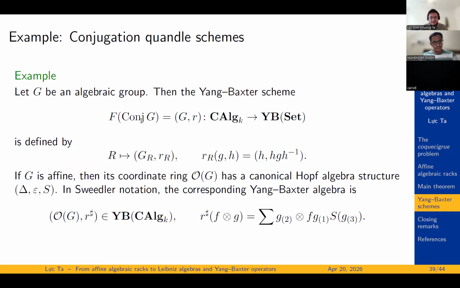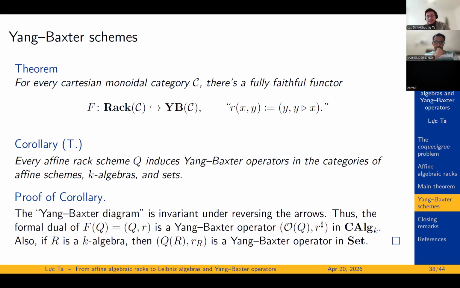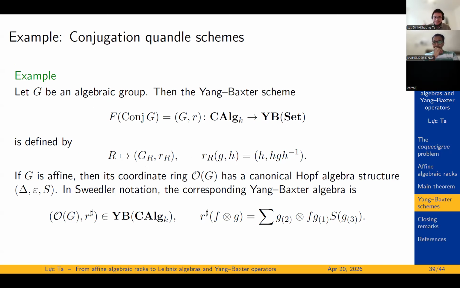As an example, if you have an algebraic group, then we can look at its conjugation quandle, and then we can consider the corresponding Yang-Baxter scheme. As a scheme, we'll look at this as a functor from algebras to braided sets. And so this sends a k-algebra R to this braided set here. This should actually be G of R. But the formula for the Yang-Baxter operator is the same as the one given here. So you just swap the variables and then conjugate the second one.